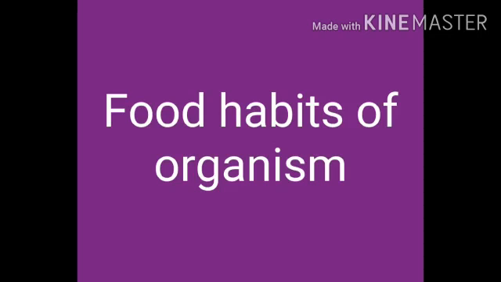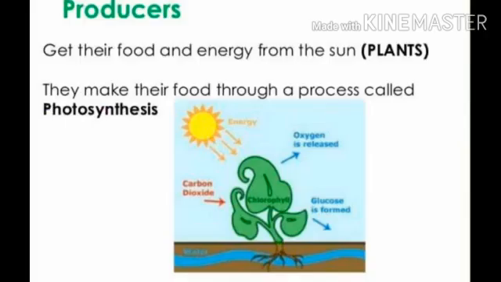So what is the meaning of food habits? Food habits means what kind of food we eat, and organism means the living beings like humans, animals, etc. So let's start the chapter. Scientists classify organisms or put them into different groups on the basis of what they eat and how they get their food. Let us look at these groups.